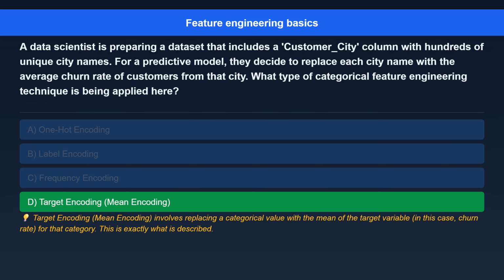The correct answer is target encoding. Mean encoding. Here's the explanation. Target encoding, mean encoding, involves replacing a categorical value with the mean of the target variable, in this case churn rate, for that category. This is exactly what is described.